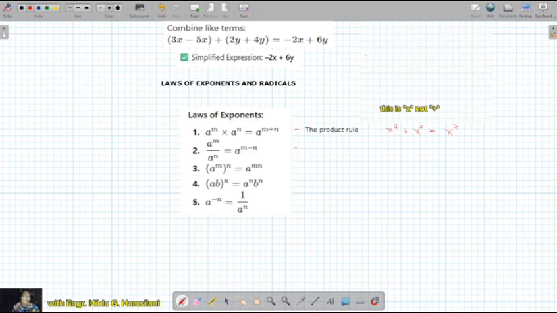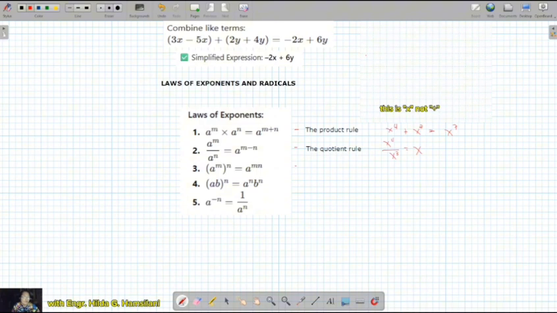Next is the quotient rule. The quotient rule: when dividing two terms with the same base, a, you keep the base and subtract the exponents. Let's use the same example. x^4 divided by x^3 will be x. 4 minus 3 is 1, sorry. So the quotient will be x.